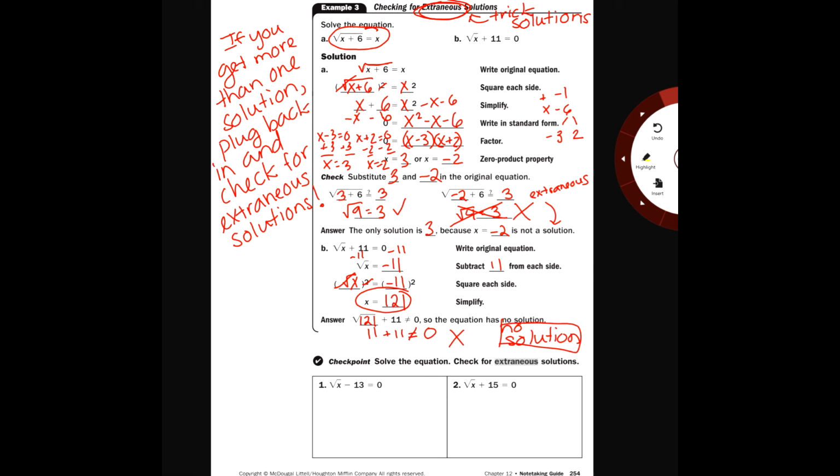So I usually only check if you get more than one solution, but if it's going to throw us some of these curveballs, I'm actually going to edit that. I'm sorry guys, I should have said to just always check. So we're going to always check. You can usually do a mental check.